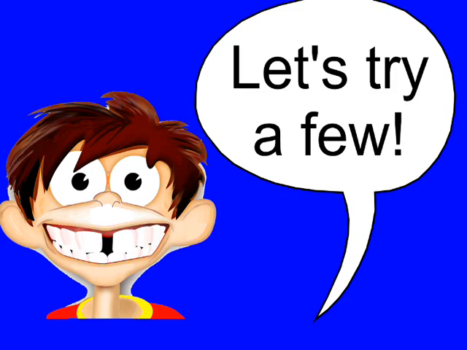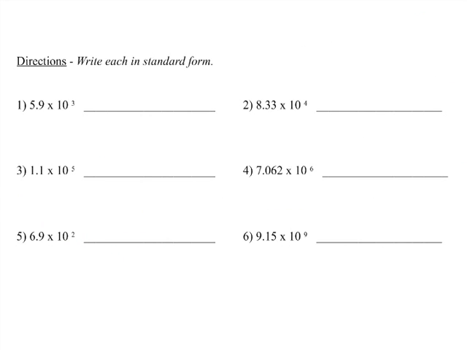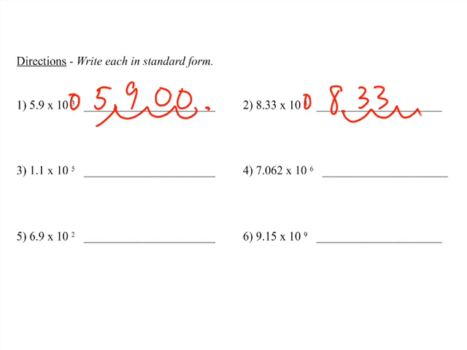All right, let's just try a few of these. So here's some scientific notation, and we want to convert these numbers back into standard form. Well, it's 10 to the third power, so we would move the decimal 3 spots. That would be 5,900. If you wanted to convert this back into standard form, we're going to move the decimal 4 to the right. We would need to add a couple of zeros. That would be 83,300.